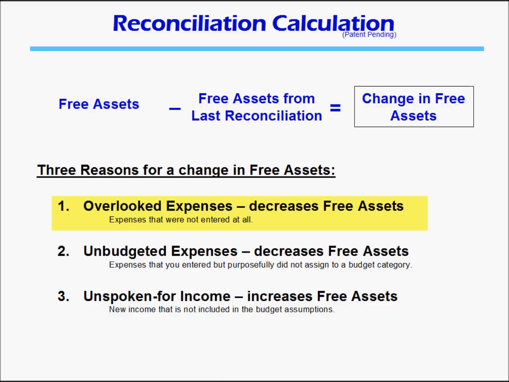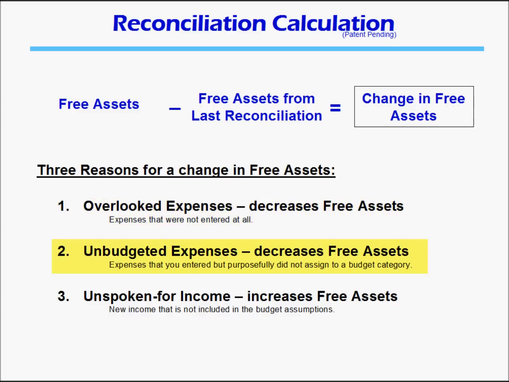First is overlooked expenses. This is the most important piece because these are cash expenses that you simply forgot about. They will whittle away at your available funds, so you need to make sure they are accounted for in your budget. Overlooked expenses will reduce free assets, but you should always zero them out by entering these expenses in 3D budget as part of the reconciliation process.